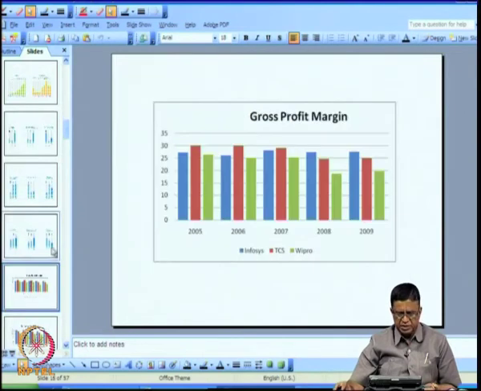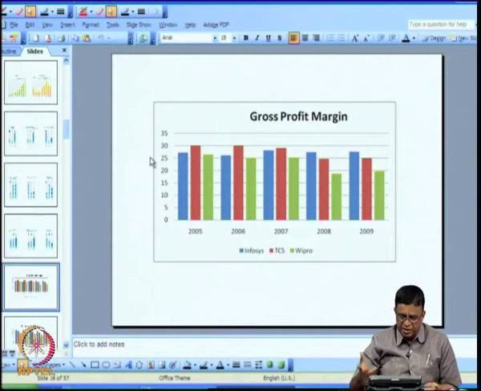Now, the gross profit margin, how was it really? Here is a slide which compares Infosys, TCS and Wipro. How have they really performed? This is what is expected of you also. When you are looking at an industry, say the software industry, these are three majors of the Indian software industry. How have they performed? If you look at Infosys in 2009, it performed better compared to TCS and Wipro. Similarly, in 2008 also better.